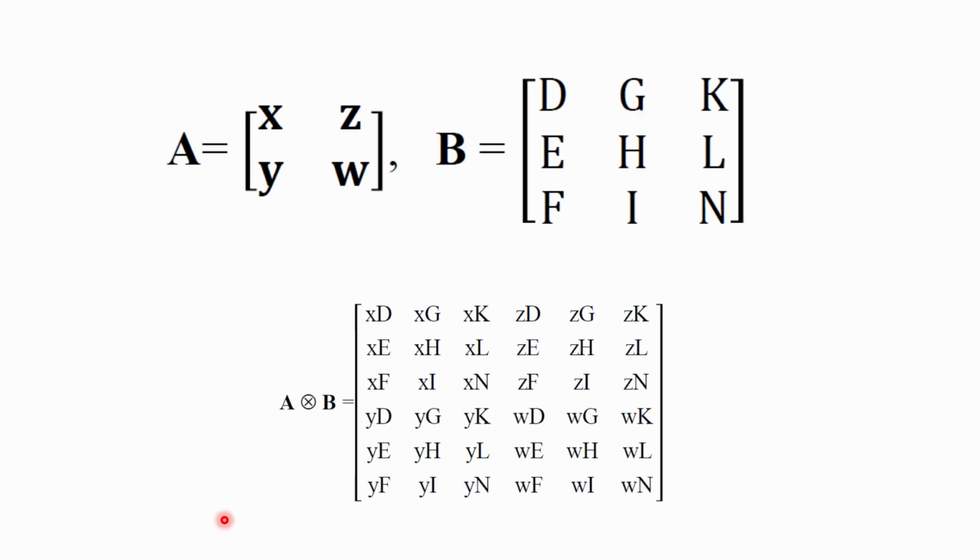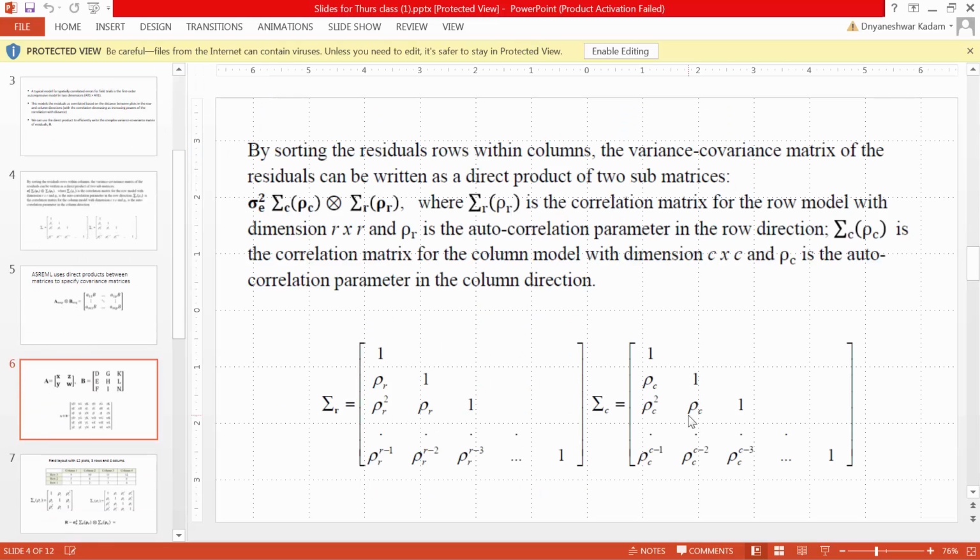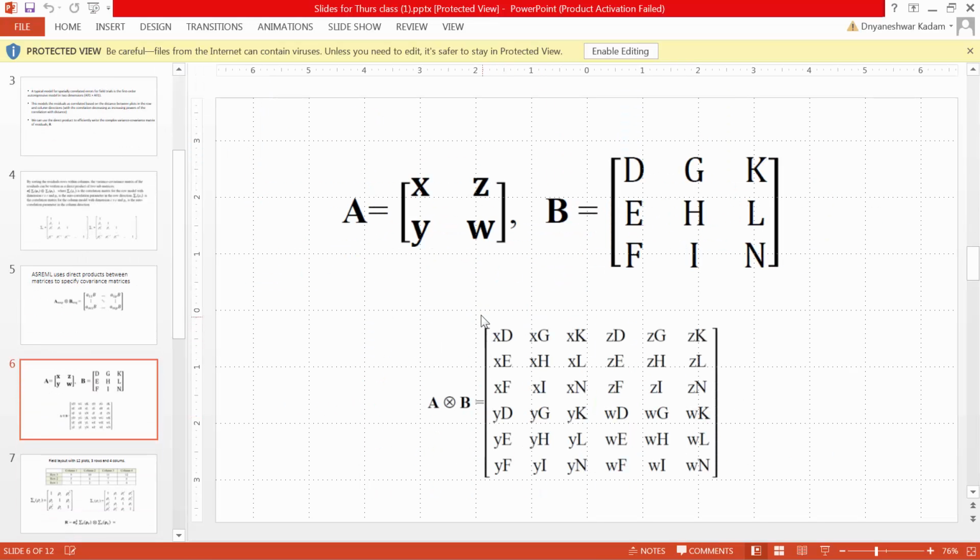If you have two matrices like this, A and B, the Kronecker product between these two is going to look like this. When you take the Kronecker product, you multiply every element in this matrix by this element, and then every element in this matrix by this element, every element in this matrix by that element, and every element in this matrix by that element.